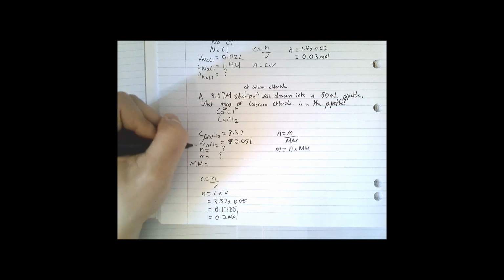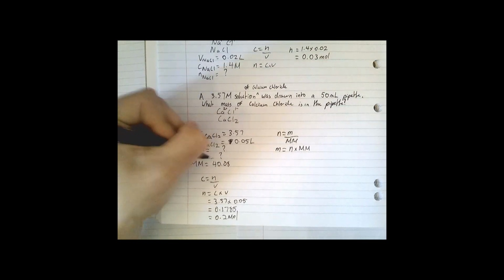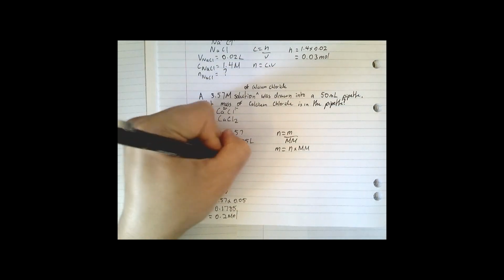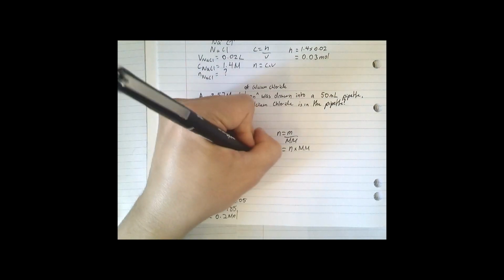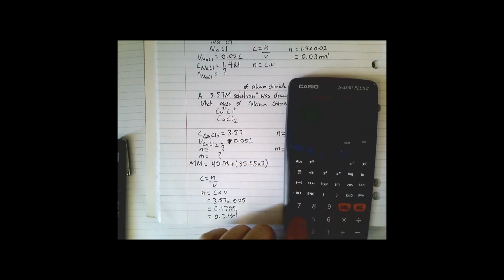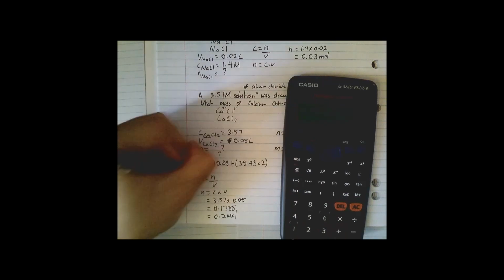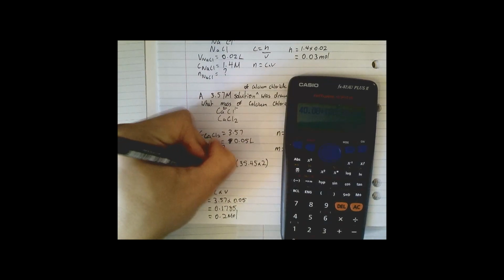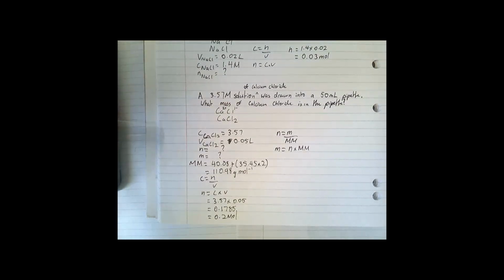So in this instance, the calcium has a molar mass of 40.08 grams per mole, and the chlorine has a molar mass of 35.45 grams per mole, but because there are 2 per unit, we have to multiply this number by 2. I can then calculate that. So our molar mass is 40.08 plus 35.45 times 2. That is equal to 110.98 grams per mole, which I can use to substitute into my equation.